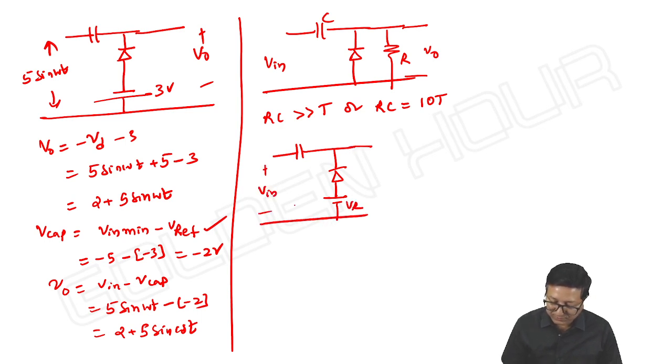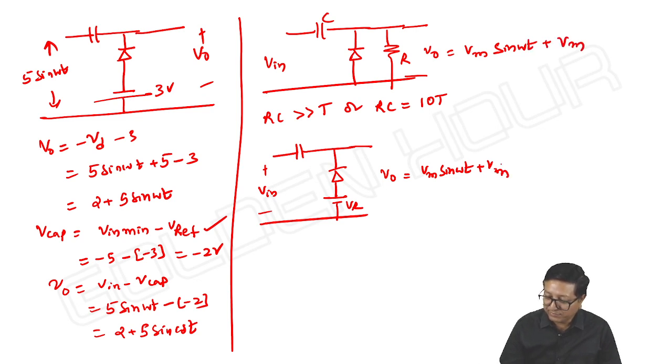V reference, V input. So V output is equal to the generalized equation. Vm sin omega t plus Vm is expected. Here also Vm sin omega t plus Vm is expected. And for that we need to add this V reference, VR. That's it. Of course, I'm writing this resistor.